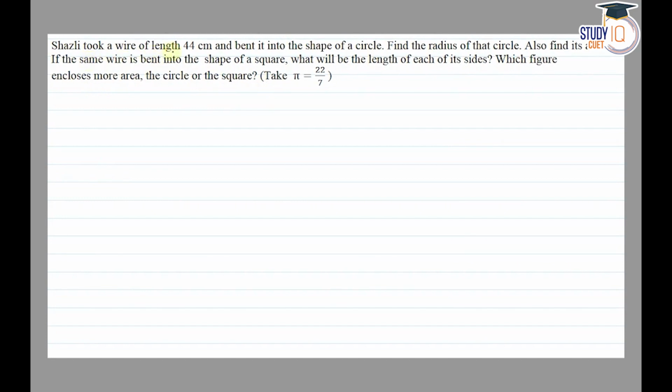हमें लेंथ की, मैंने वायर की स्टार्टिंग में, length of wire is equal to 44 centimeter and bent it into a shape of circle. So ये हो जाएगी हमारी circumference of circle. So हमें रेडियस फाइंड आउट करनी है सर्कल की. So circumference of circle is equal to 2 pi r और हमें इसकी वैल्यू गिवन है, वायर की लेंथ 44 इज इक्वल टू 2 इंटू पाई की वैल्यू 22/7 इंटू आर.